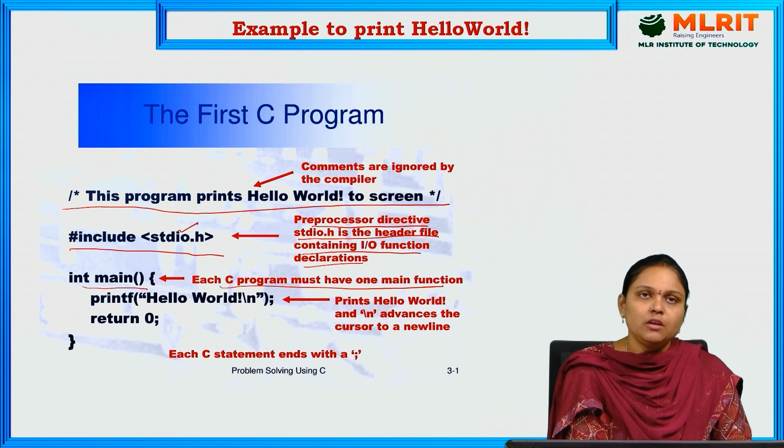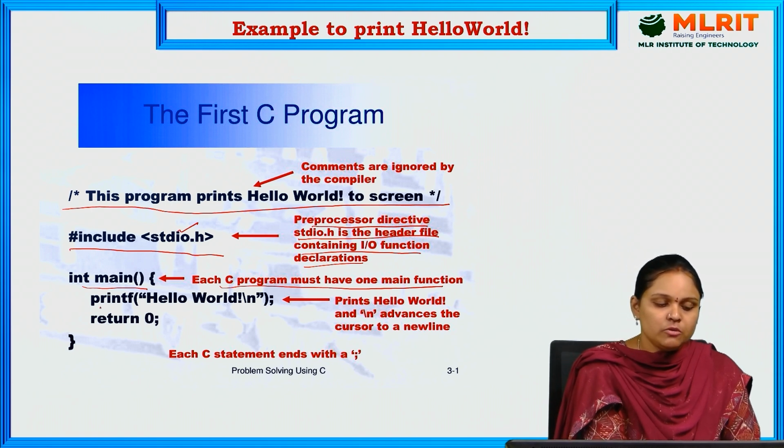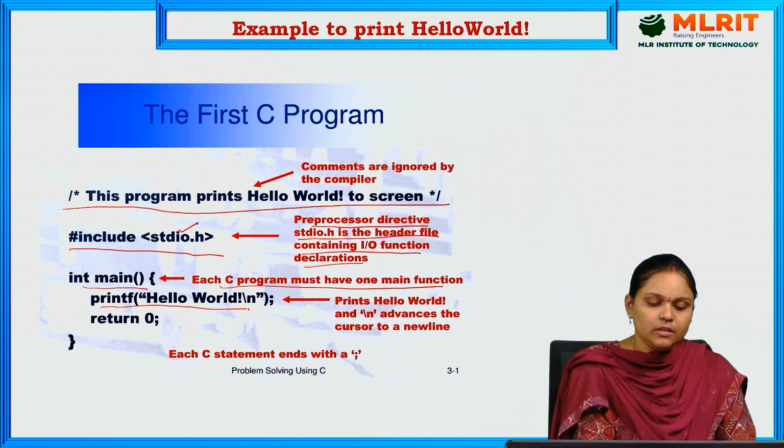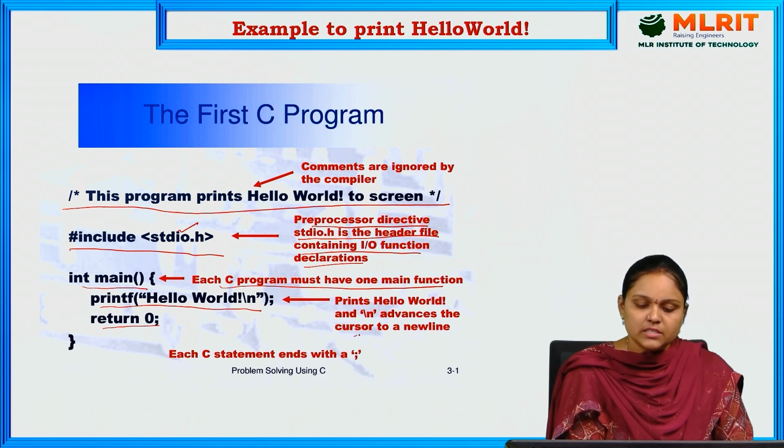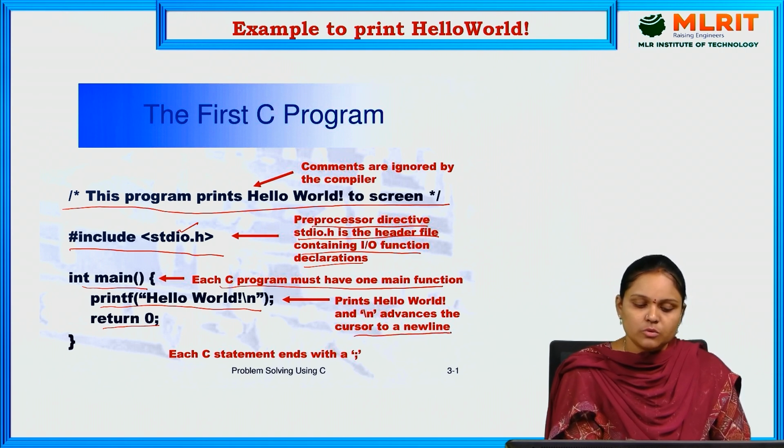This is the main important point that we need to keep in mind. And by using this printf statement, we are printing the hello world. And return 0 is used to give no errors to the operating system. So it prints hello world and the backslash n advances the cursor to a new line.